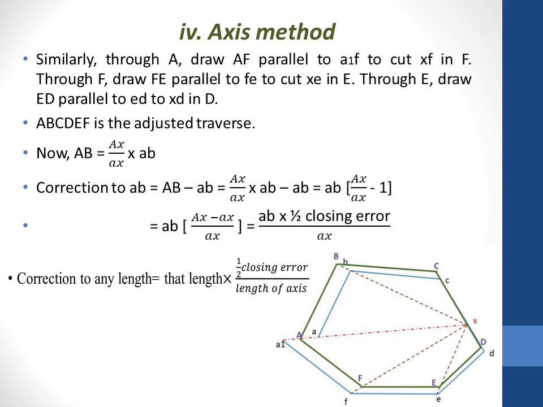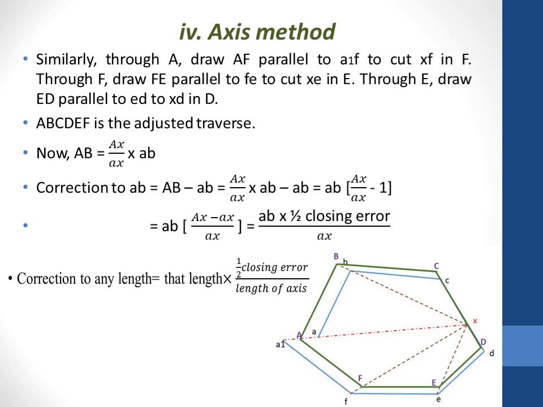Similarly, you are going to draw backwards. Through A, you are going to draw capital AF parallel to small a1f to cut XF in capital F. You are drawing a line parallel to a1f, so that this parallel line and the XF line will intersect at a particular point, which is our capital F. This step is repeated again: through capital F we draw FE parallel to small fe to cut XE in E. Again through E, draw ED parallel to small ed to cut XD in capital D.